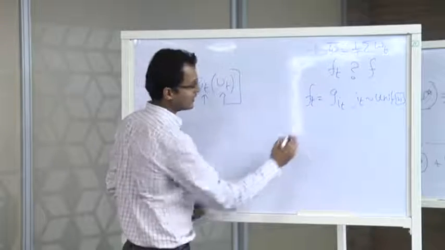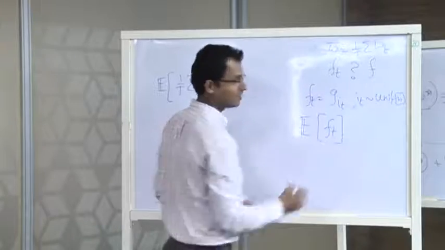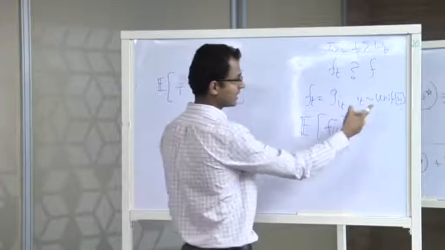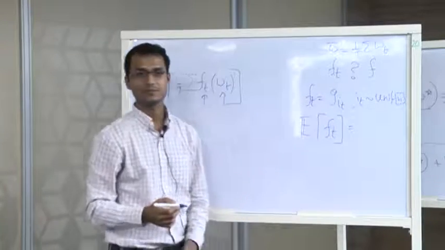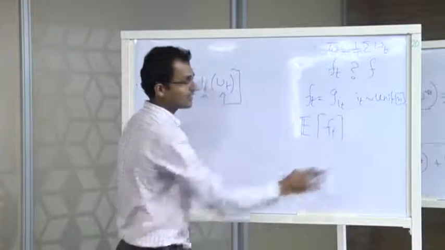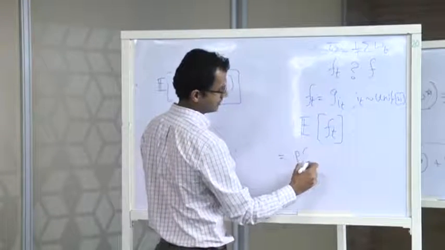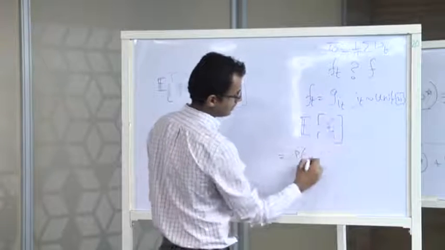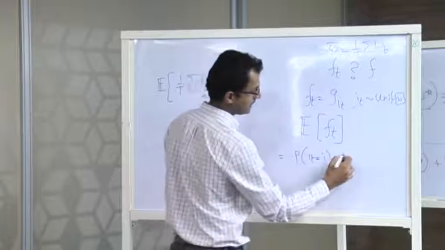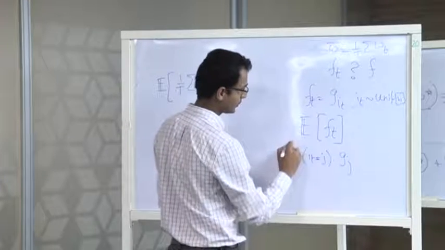So do you think this is true? I take the expectation of F of T. F of T is a random variable as well, right? If I take the expectation with respect to this, what is it equal to? Let's go from first principles. This is equal to the sum over J equal to 1 to n of the probability of IT equal to J times Gj.